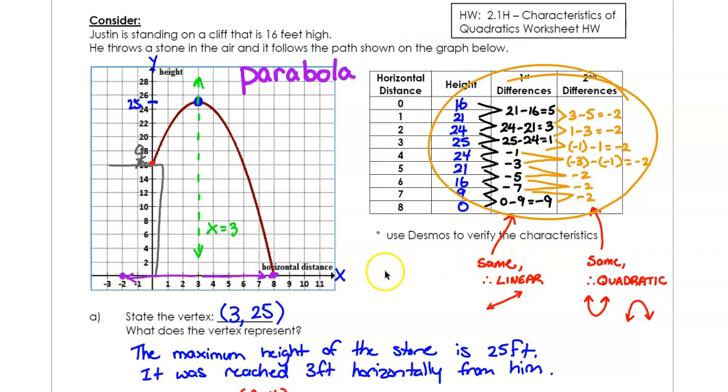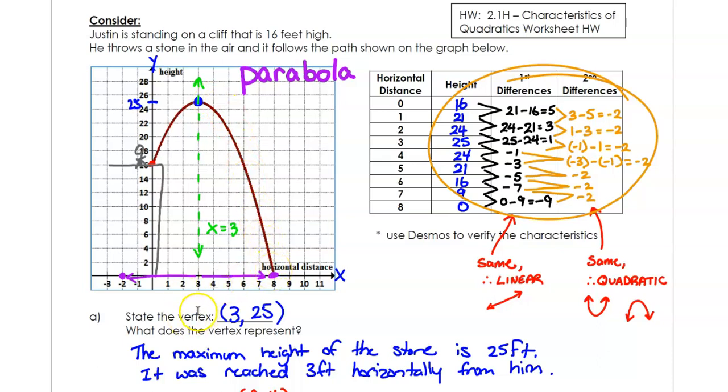Now let's answer some extra questions. State the vertex. When they say the vertex, they mean the tip of the parabola. The word parabola represents the shape of a quadratic function. It's pronounced parabola, not parabolla. It sounds like a disease, okay? Parabola. All right, so this is a parabola or parabolic shape.